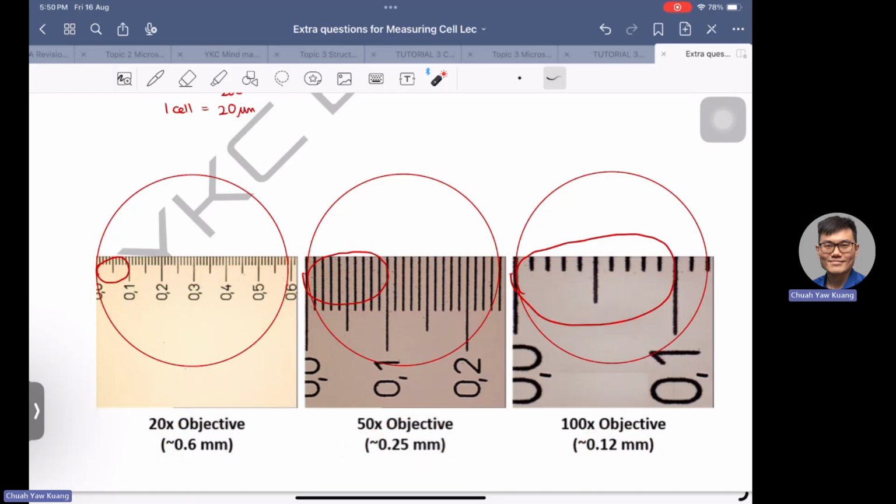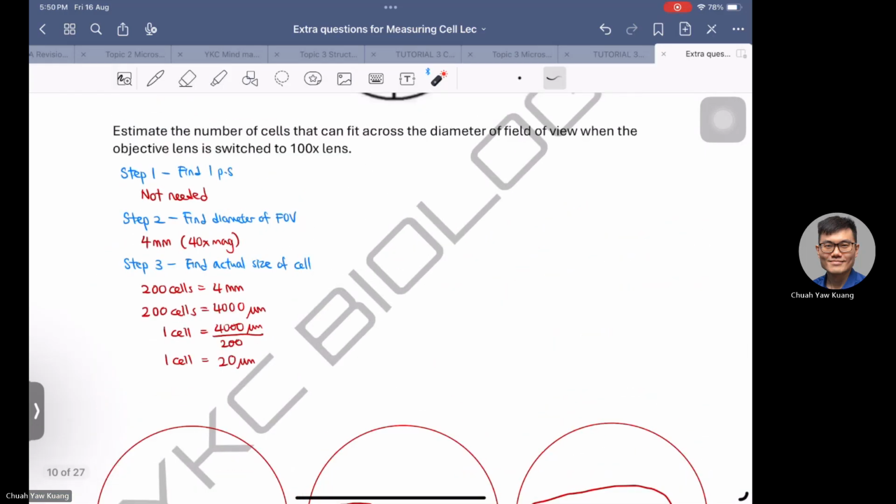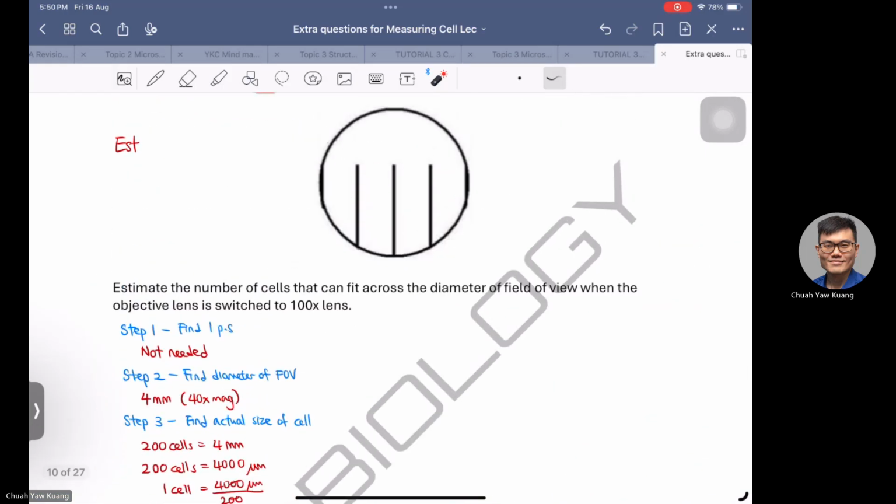So once you understand this concept, now we will proceed to solve part B, the second part of these questions. From the question, it tells us that now the objective lens has been switched to a 100 times lens. 100 times lens means that the magnification is now 100 times. Then you have to multiply with the 10 times magnification from the ocular lens. So with that, the total magnification will now be 1000 times.